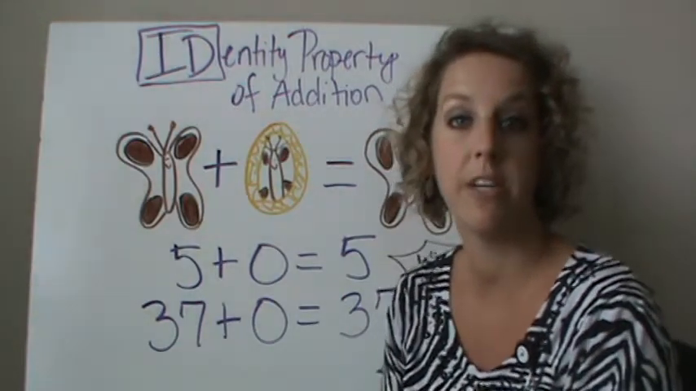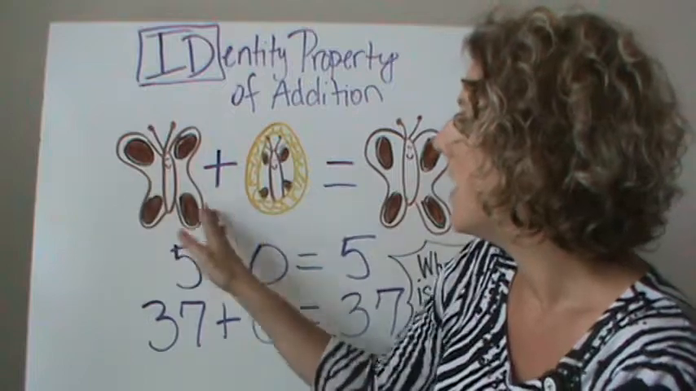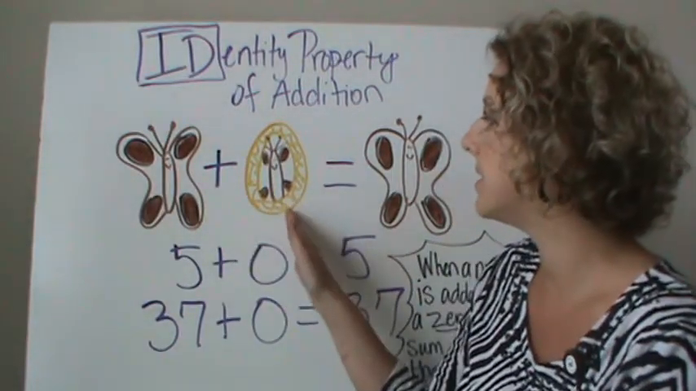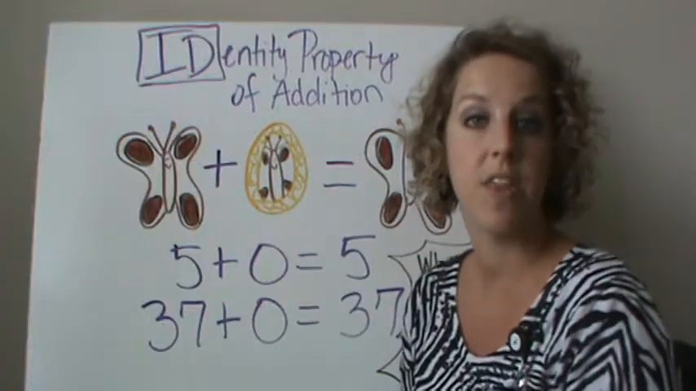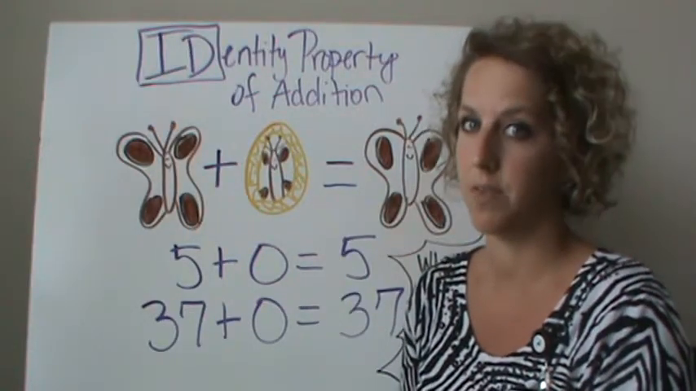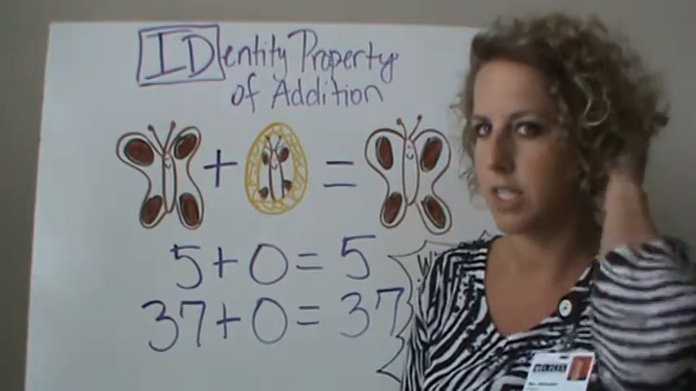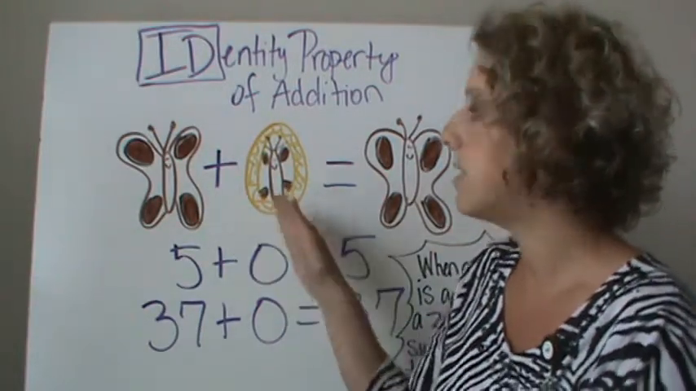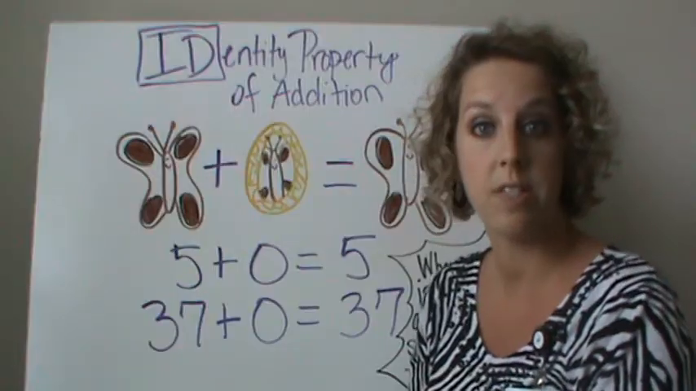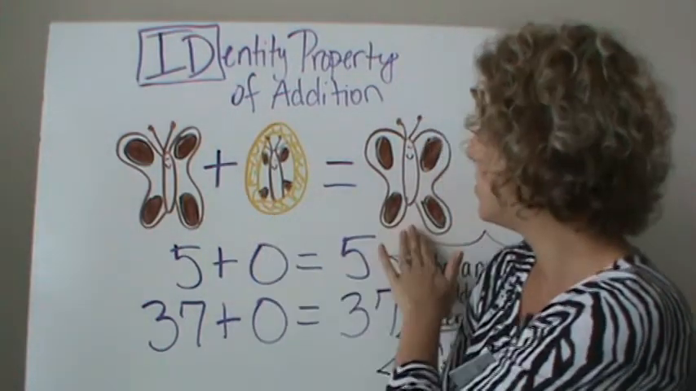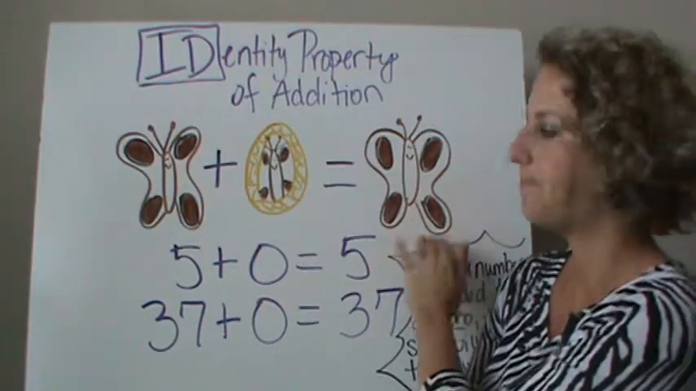So let's look at a picture example. We have Bailey the butterfly here, and she is going to be added to a zero. Now, a lot of times I like to think of this zero as a mirror. Bailey the butterfly is looking in the mirror, making sure she looks good for the day. And what do you see when you look into a mirror? You see yourself. So when Bailey is added to zero, she still equals Bailey.